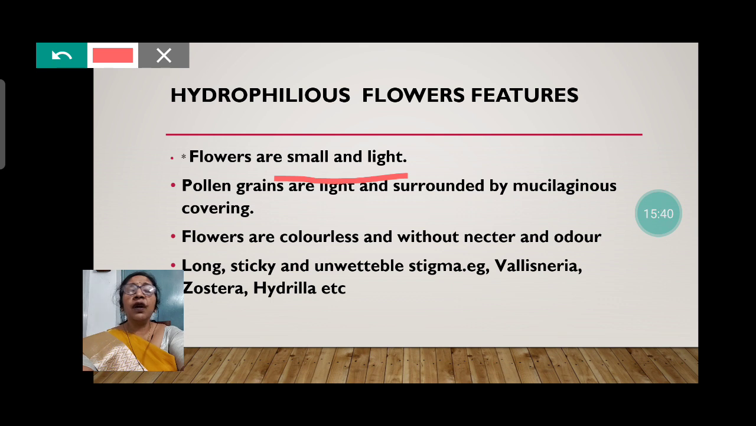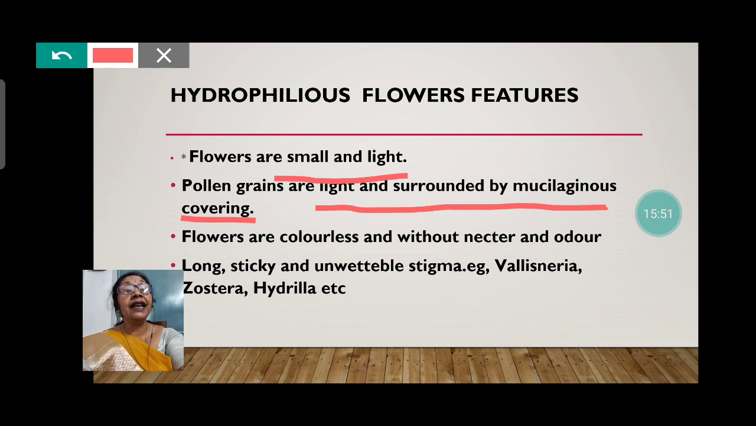Water is not a very good pollinating agent. So what are the other features? The pollen grains are light and surrounded by a mucilaginous covering so that they may not get wet. They are provided with the mucilaginous covering so that they do not get wet. Flowers are colorless and without nectar and odor, with long, sticky and unwettable stigma. The examples are Vallisneria, Zostera, Hydrilla.